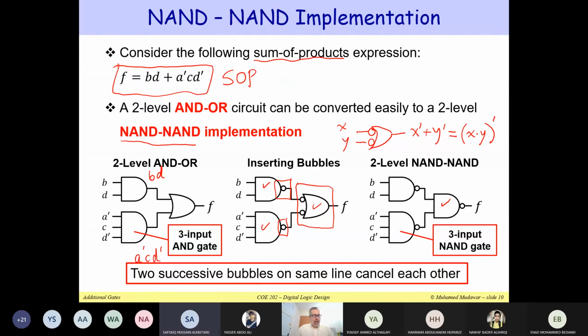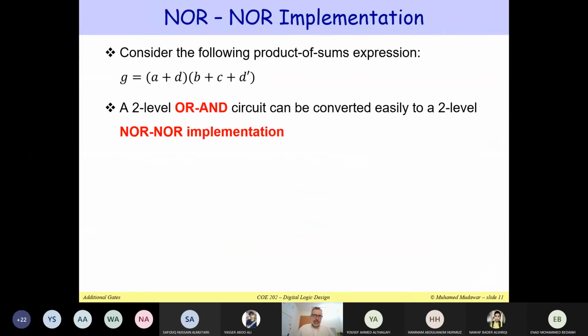Okay, so we have converted the sum of product expression. We have converted the circuit, which was a 2-level AND OR implementation, into a pure NAND implementation. So this is known as NAND implementation. Any questions about this? Right. Let me show you how we can do it for NOR implementation.